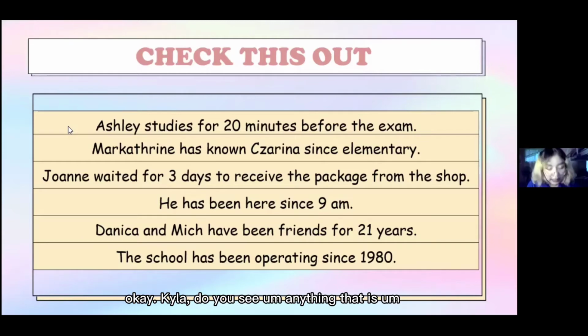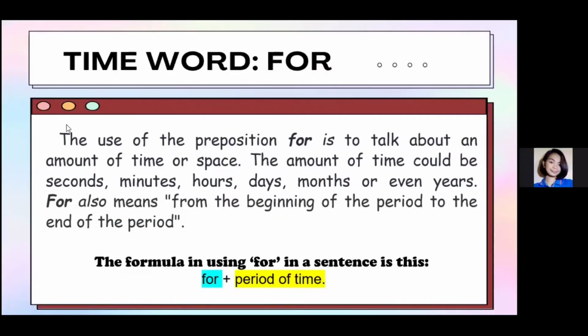Okay. Kayla, do you identify something in the sentences? The sentences are indicating different periods of time, or the prepositions of time. And what are those? For and since. Very good. Okay, as you can see, time words, let's go deeper into it.